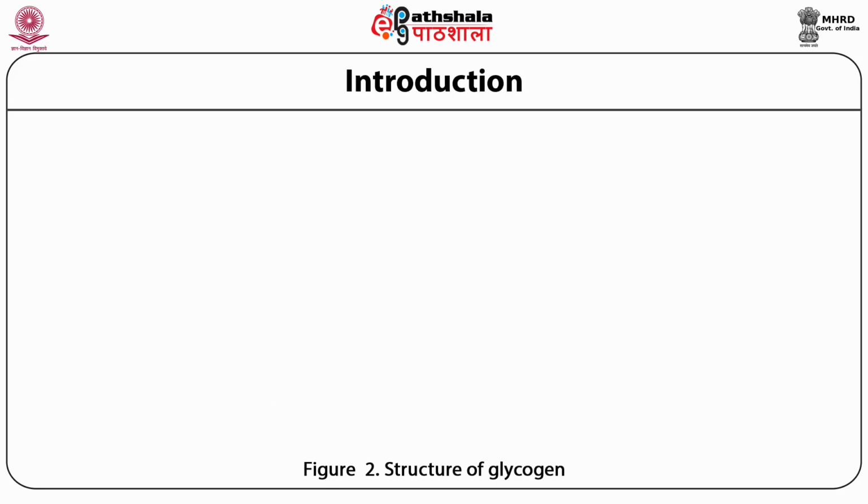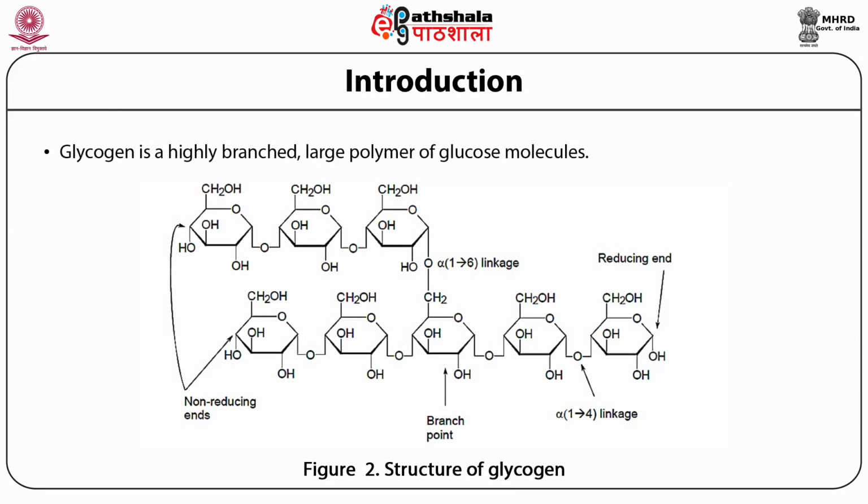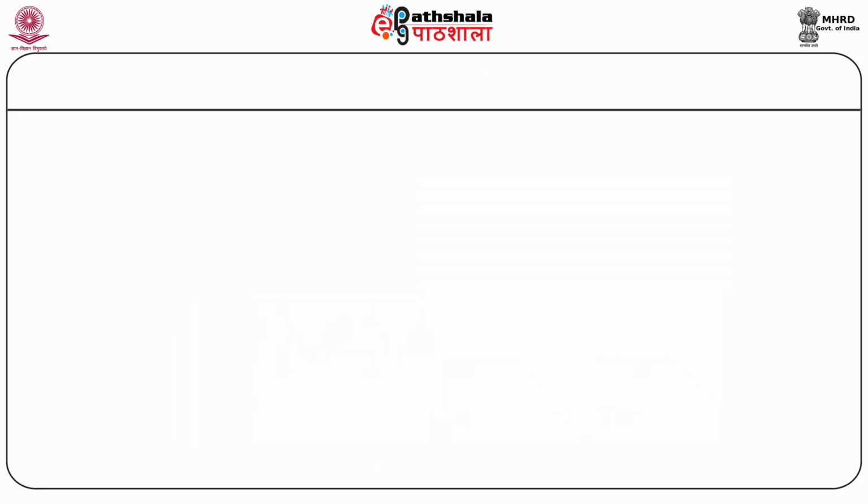This is the structure of glycogen. As you can see, glycogen is a highly branched large polymer of glucose molecules which is linked along its main line by alpha-1,4 glycosidic linkages. Branches arise by alpha-1,6 glycosidic bonds at about every 10th residue. Glycogen storage diseases relate to a set of metabolic disorders that occur due to defective glycogenesis or glycogenolysis.